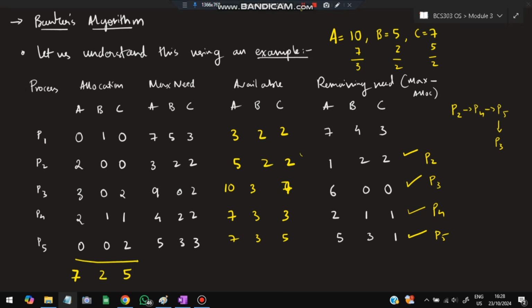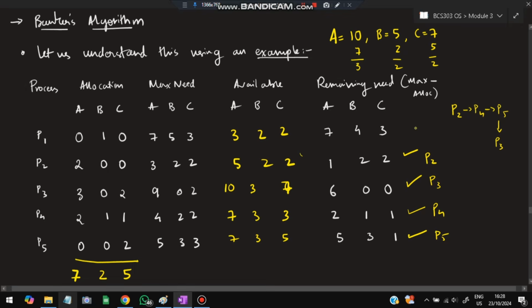Now all the processes are executed and only one is remaining, which is this. But can this be executed? 7 4 3 is the requirement. Available is 10 3 7. See, again the requirement is coming less, but that should not happen. That means I have made some mistake in my calculation somewhere.